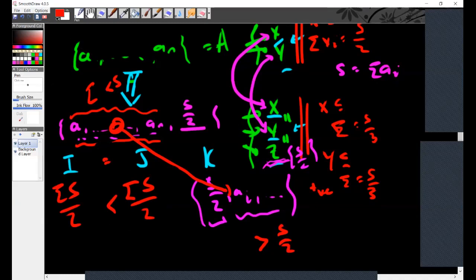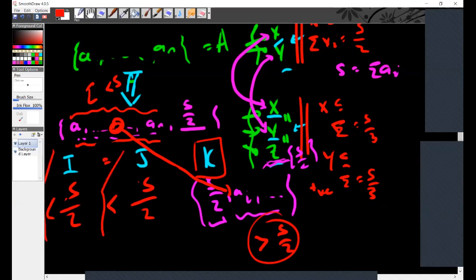Now we have an issue, because this set sums to something larger than S/2, and these two sets each sum to something less than S/2. So this guy's less than S/2, and this guy's less than S/2. That's an issue, because we assume this is a tripartition, so I has to be equal to J and equal to K. But now both our sets I and J are too small.